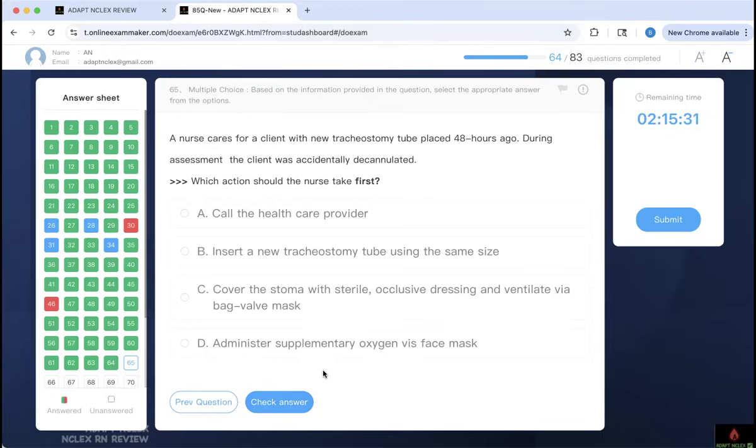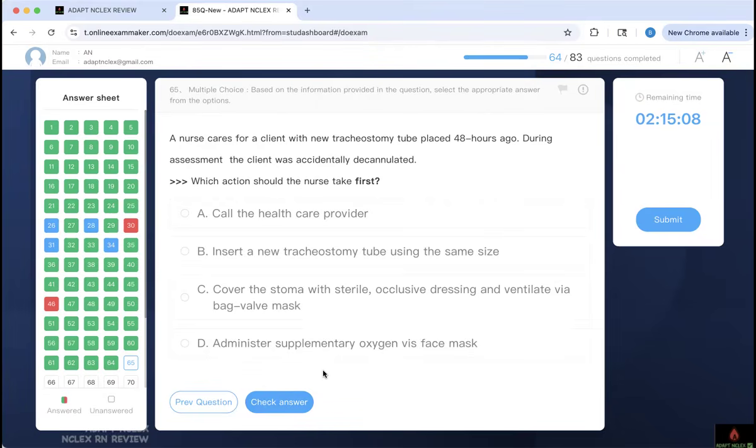And then next, a client with a new tracheostomy placed 48 hours ago. During assessment, the client was accidentally decannulated. What action should the nurse take first? Call the healthcare provider. Insert a new tracheostomy tube using the same size. Cover the stoma with a sterile occlusive dressing, and ventilate via bag mask or administer supplementary oxygen.